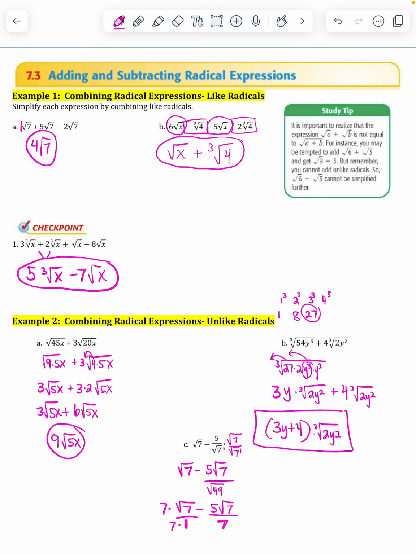I would just multiply both of these by 7, turning it into 7 square root of 7 over 7, minus 5 square root of 7 over 7. And now with fractions, I add or subtract the numerators and keep the denominator the same, so it's going to stay 7. 7 square root of 7 minus 5 square root of 7 is 2 square root of 7, all over 7, and that would be my final answer.